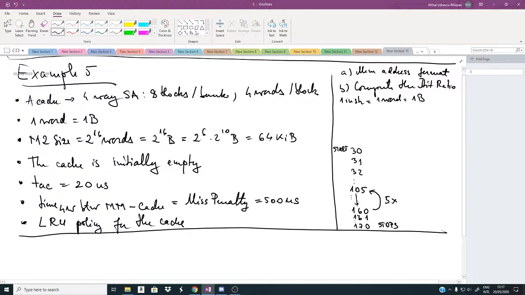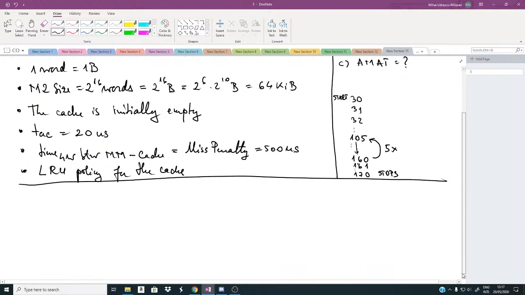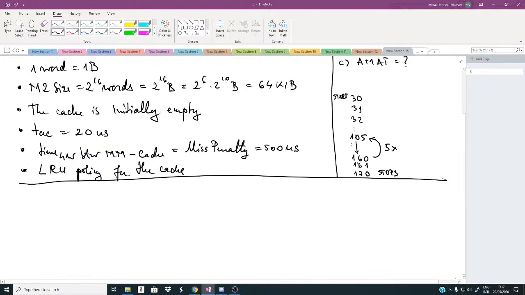So for such a program, we are asked what is the hit ratio. And point C, for the program that we consider at point B, what is the average memory access time of the cache? I will make clear each and every such thing and idea here. Now, let's start with point A.